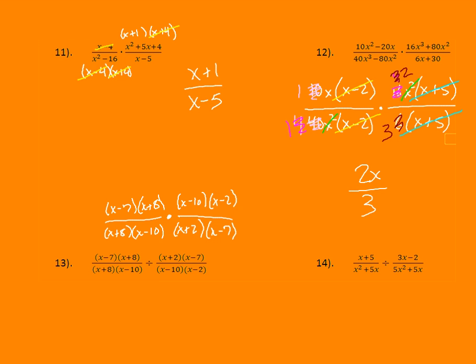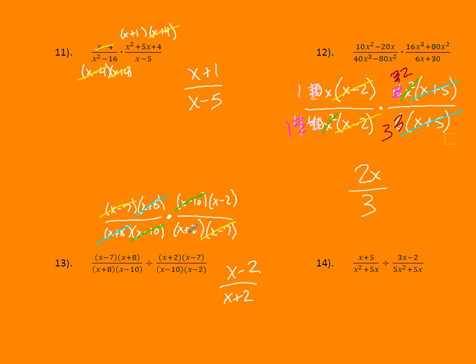Now I can try to cancel things out. So I have an x minus 10 on the top and the bottom, and I have an x minus 7 on the top and the bottom, and even one more here, I have this x plus 8 on top and bottom. So the only thing I'm left with is the x minus 2 up top and the x plus 2 on the bottom. And no, those do not cancel. You cannot cancel because these are not the exact same thing.